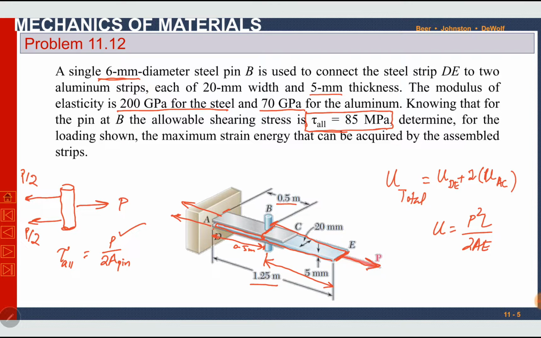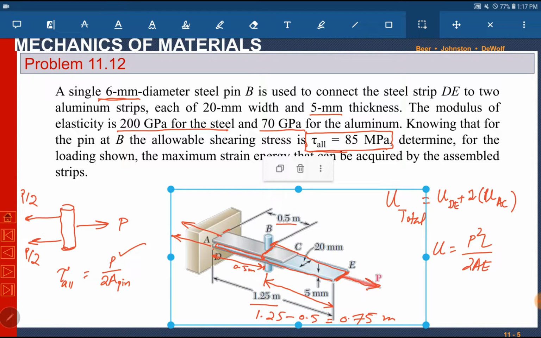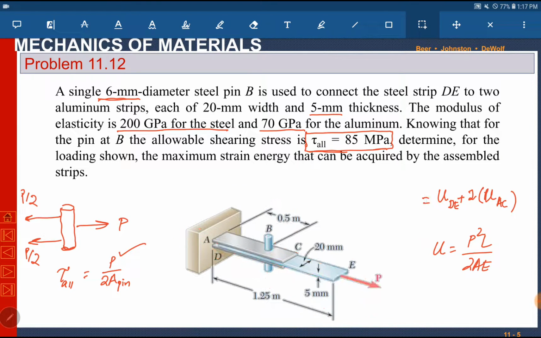So we will consider this length only, which is 1.25 minus 0.5, which is almost 0.75 meter. So we will take the length of plate BE as 0.75 meter. Why? I will explain it again here. Let us see it again.